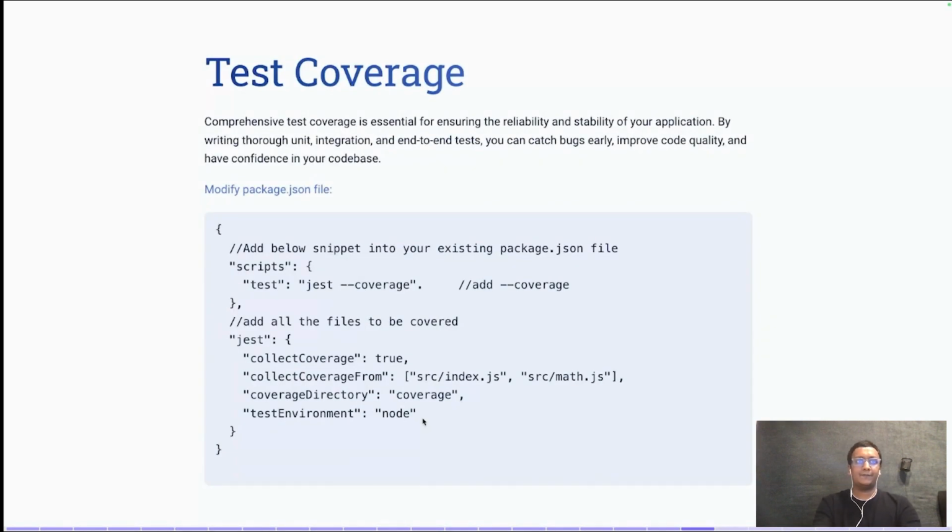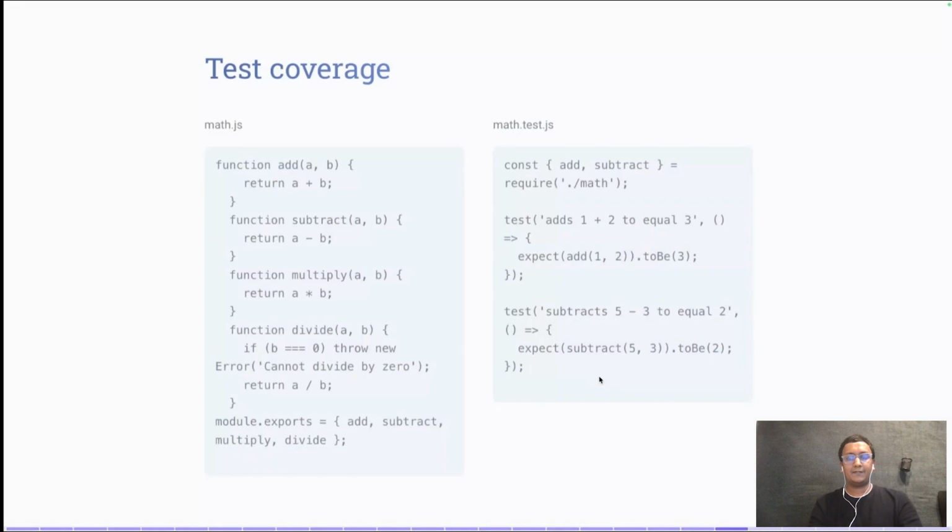So to get the coverage for your tests, as we have seen previously in our package.json file, you simply have to write test hyphen coverage, and you can mention all sorts of files here. For all the files which you want coverage, you can simply mention them here. So I want coverage for index.js and math.js, and you will be getting the coverage for it. So we'll quickly see what exactly the coverage is.